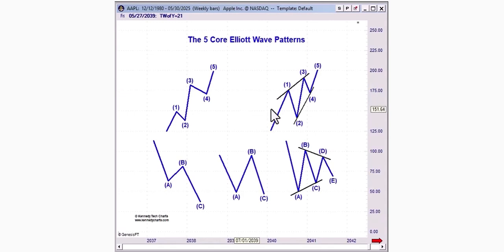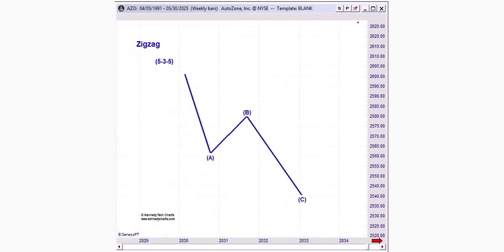Okay, now this week we're going to continue our discussion by beginning to look at corrective wave patterns. Now, as you know, there are only three foundational corrective wave structures, and that is the zigzag. Next week we'll look at the flat, and then the following week we will examine the contracting triangle. So let's dive into the zigzag, and it's probably the most common type of corrective structure you're going to encounter.